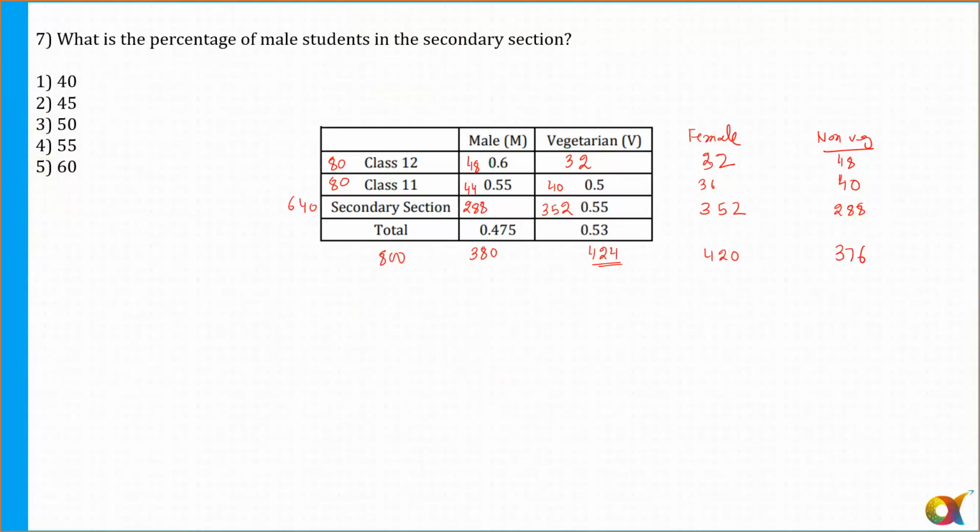Okay. Coming to question number 7. It says, what is the percentage of male students in the secondary section? So the number of male students is equal to 288. So the percentage will be 288 by 640, which comes out to be 45%. That's right. So the answer is option number 2, which is 45%.